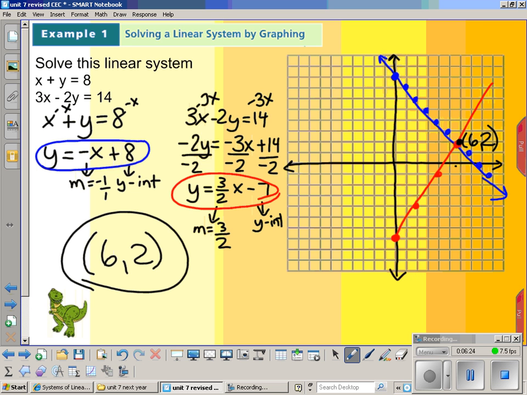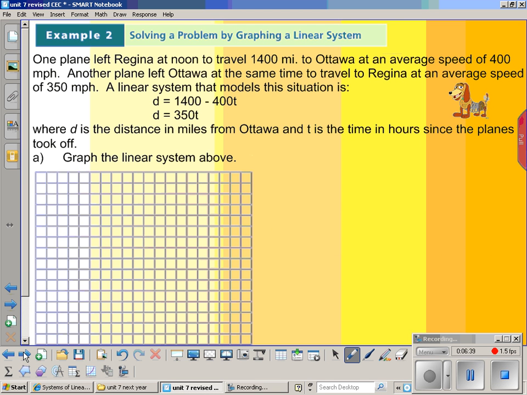On this next example here, we've got one plane leaving Regina at noon, traveling 1,400 miles to Ottawa at an average speed of 400 miles per hour. Another plane is leaving Ottawa at the same time to travel to Regina at an average speed of 350 miles per hour. So the linear system that models this situation is d = 1,400 - 400t, and d = 350t. The distance d is miles from Ottawa, and t is time in hours since the plane took off. We want to graph this linear system.